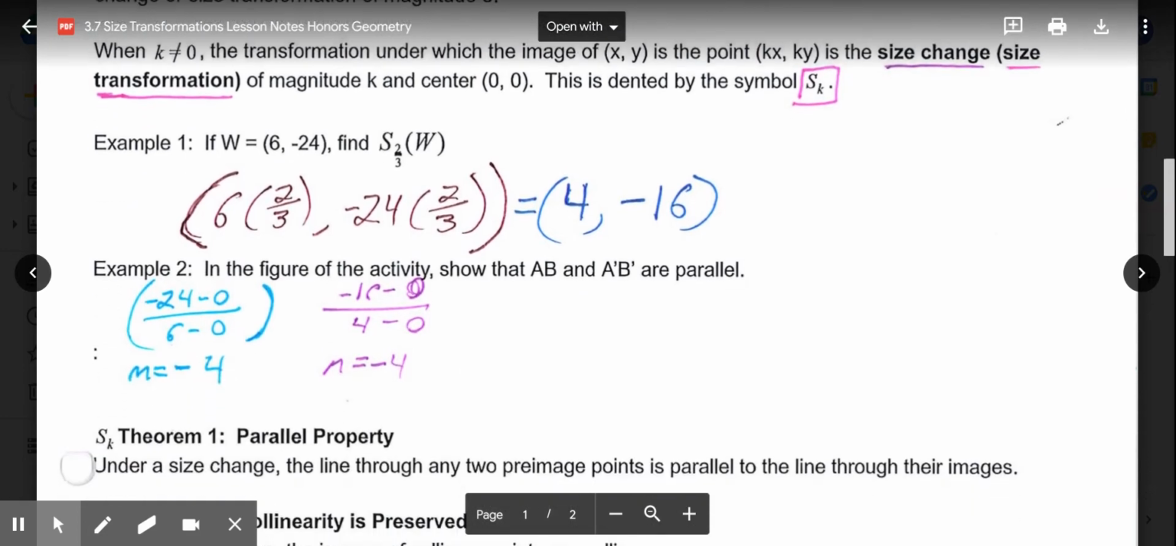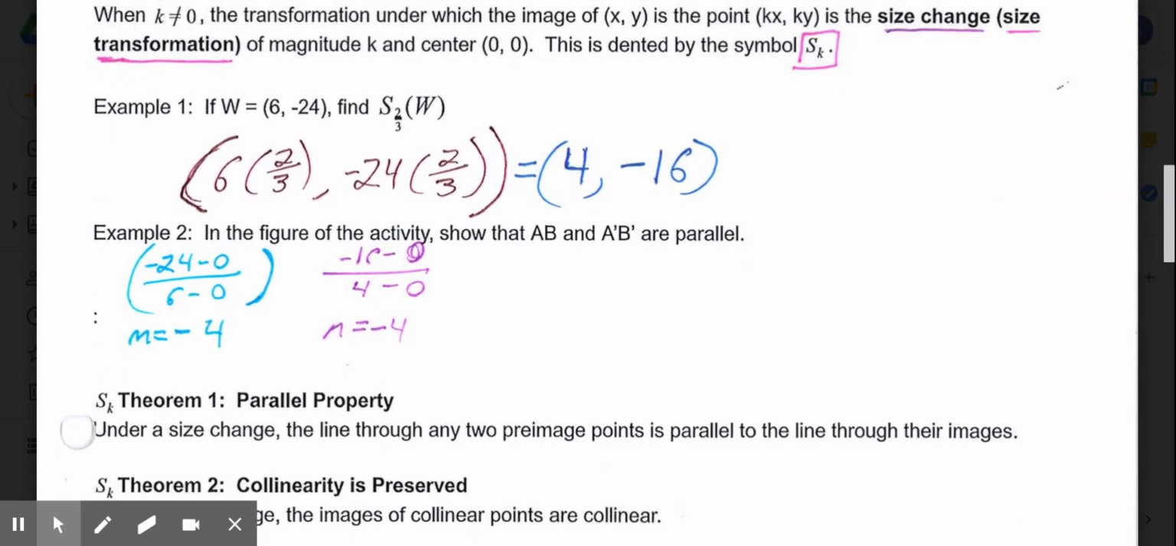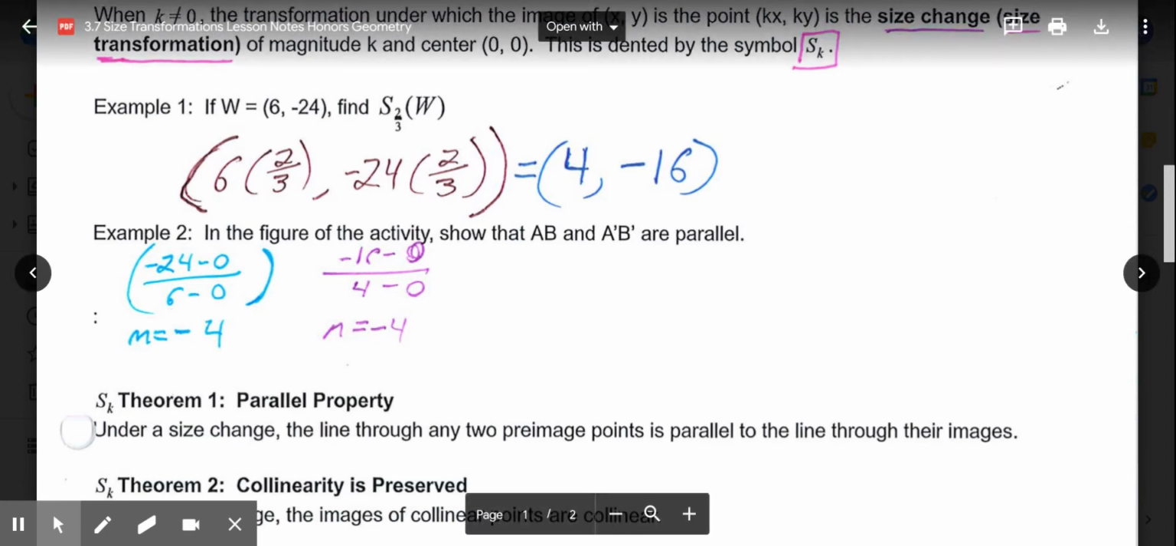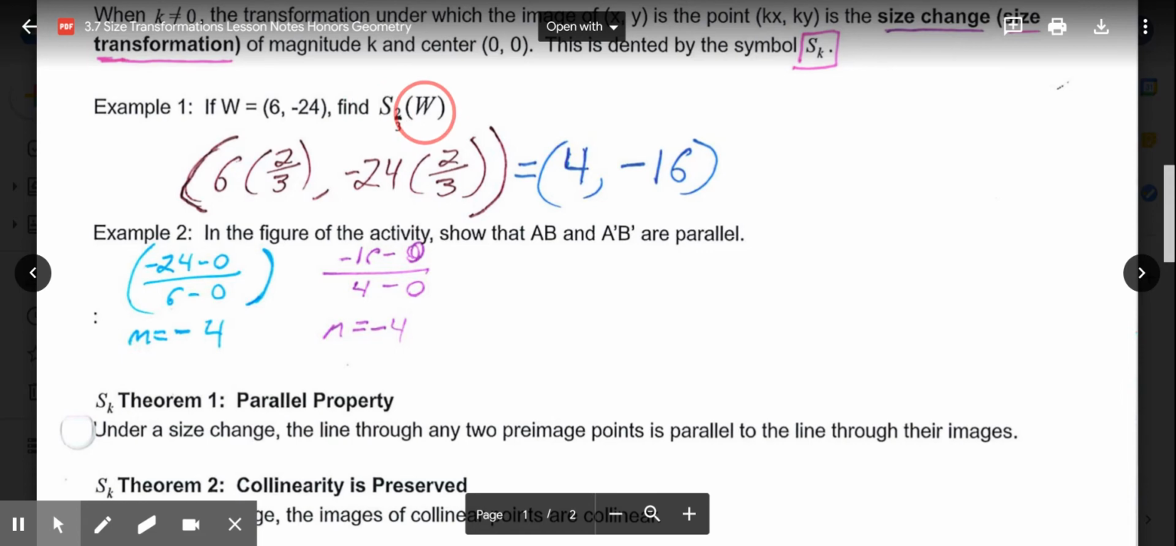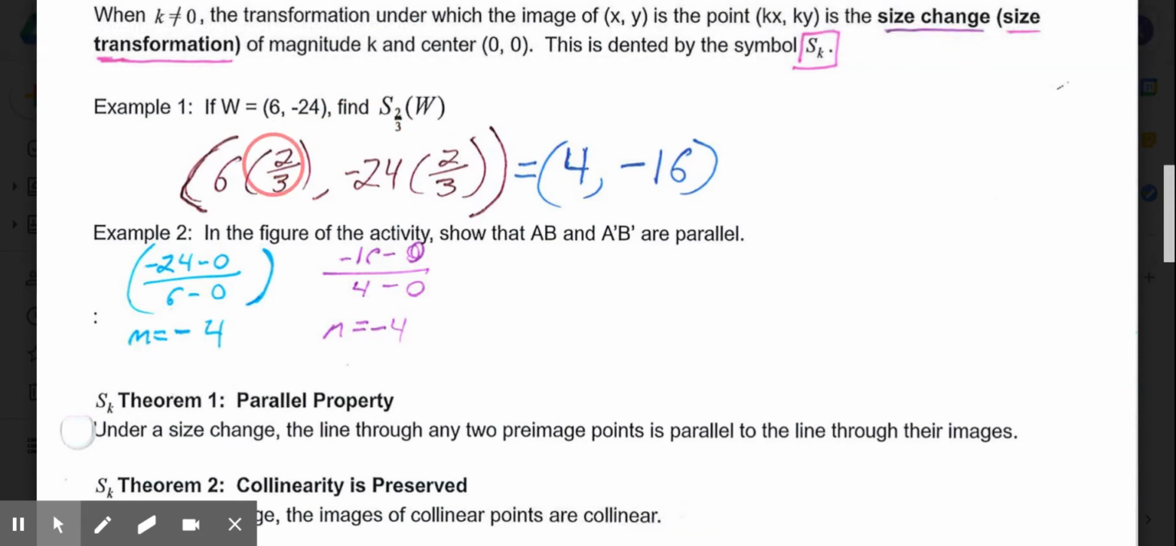So how we apply that is here in example 1. If we knew W was at the coordinates (6, -24), and W was going along with the size change of a magnitude of 2/3 of W. So this notation means size change 2/3 of W. So we're just going to take the x and y values, multiply each by 2/3, and our new coordinates for W prime after the change would be (4, -16).